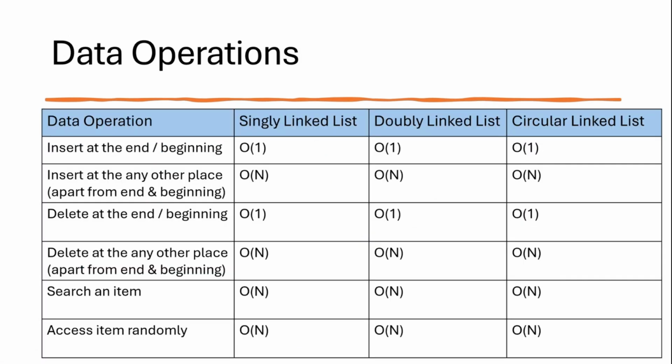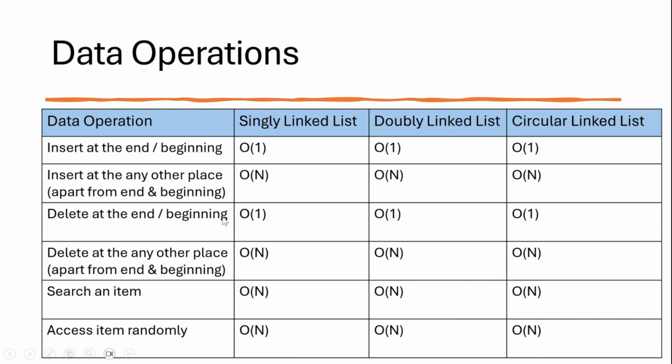Let's understand the performance of different data operations for all types of linked list. If you want to insert at the end or beginning, we have a head pointer for the beginning and a tail pointer for the end, so we can immediately insert. That is why it is O of 1 for all types of list. If you need to insert at any other place, we need to traverse till that point and only then can we insert. So for any place apart from the end and beginning, it will be O of n in the worst case. N is the number of items in the linked list.